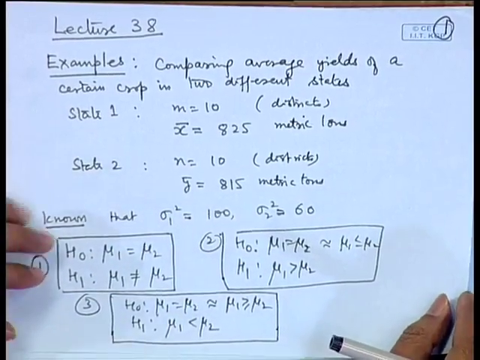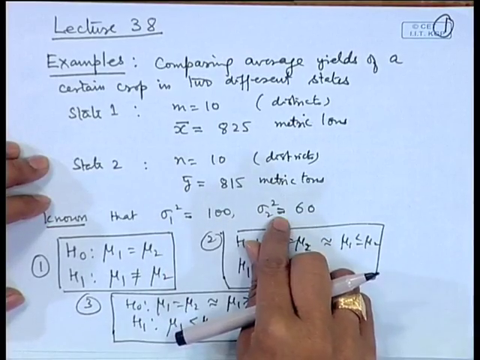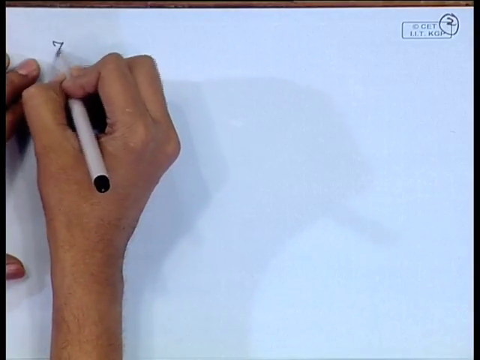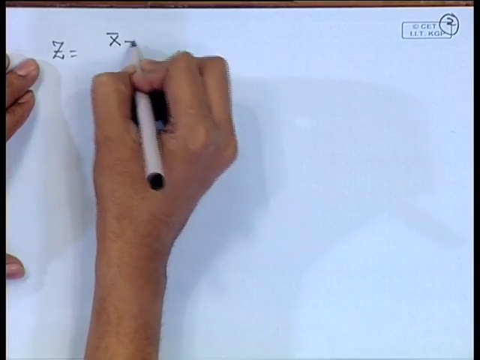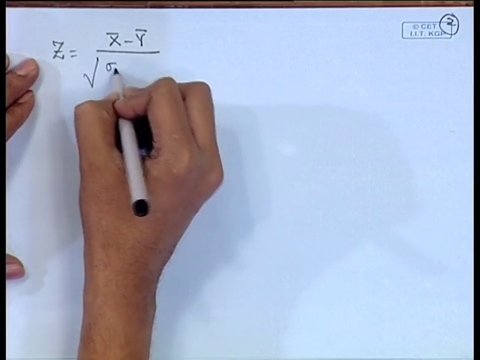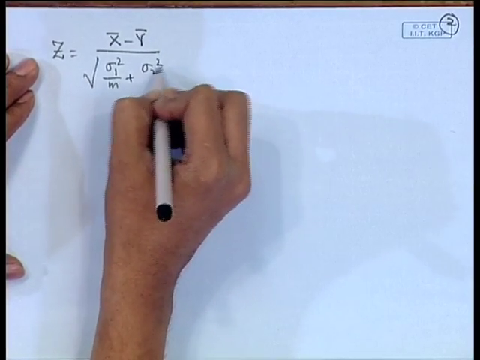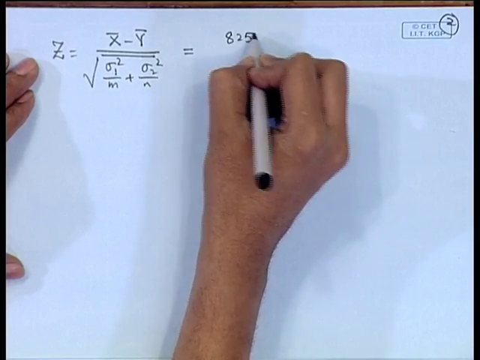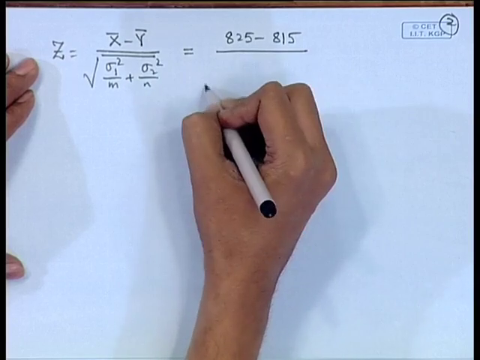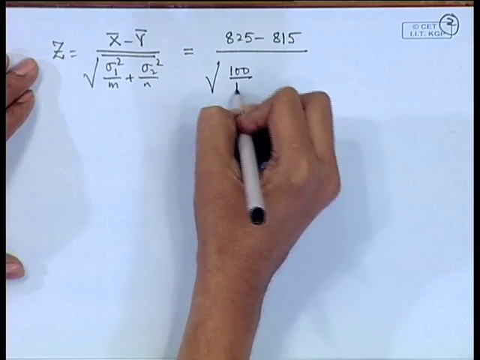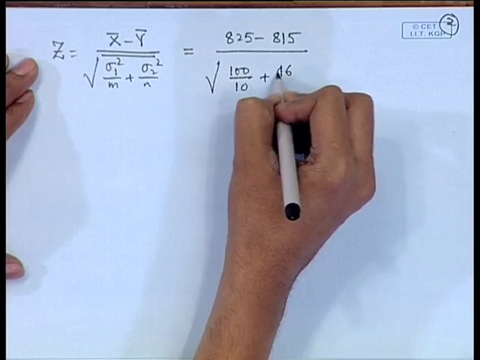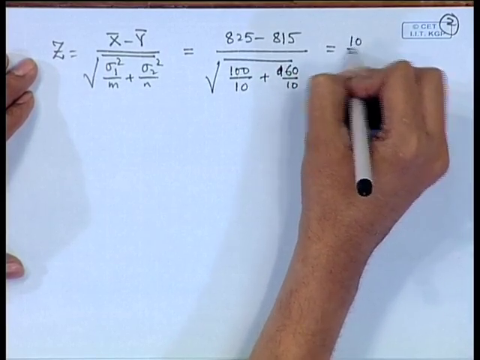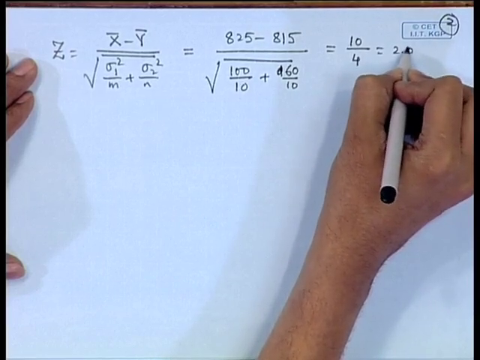Here, if the assumption that the variances are known is taken, then we will use the Z test statistic, which was given by x bar minus y bar divided by square root of sigma 1 square by m plus sigma 2 square by n. Substituting the values of x bar, y bar, and sigma 1 square by 10 plus sigma 2 square by 10, this value turns out to be simply 10 by 4, that is 2.5.